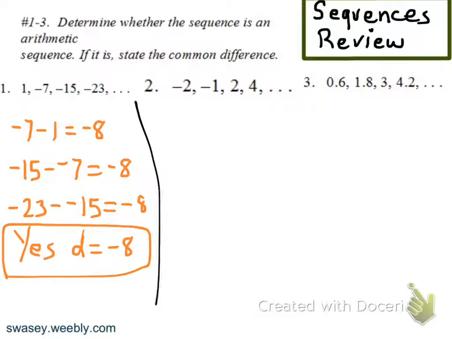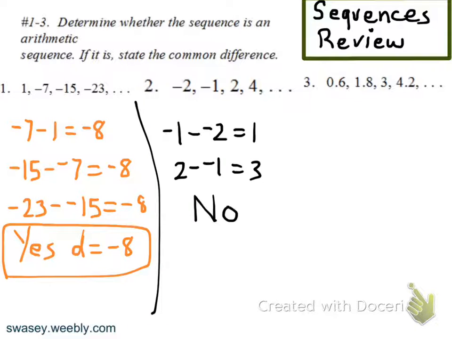Same idea on the second one. If you can look at it from left to right and tell, then you can go ahead and answer it, but if not, do subtraction. Negative 1 minus a negative 2 is positive 1. 2 minus a negative 1 is 2 plus 1, that's 3. Since they're not matching up, we can go ahead and stop and say, no, it's not an arithmetic sequence. It does not have a common difference.